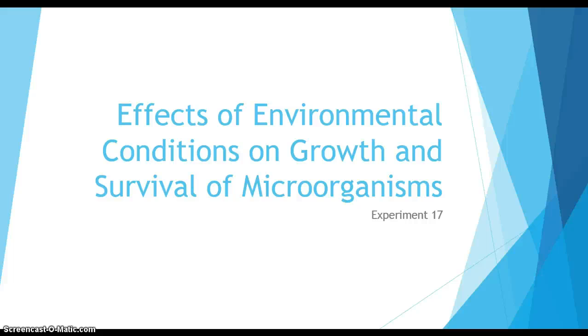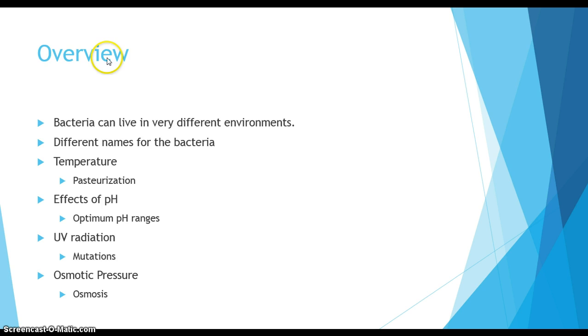Okay, so experiment 17 is about the effects of environmental conditions on growth and survival of microorganisms. And it is a long one, so let's get started. The general overview is that we're going to be looking at different environmental conditions like temperature, pH, UV radiation, osmotic pressure, and see how they affect the growth of the bacteria.